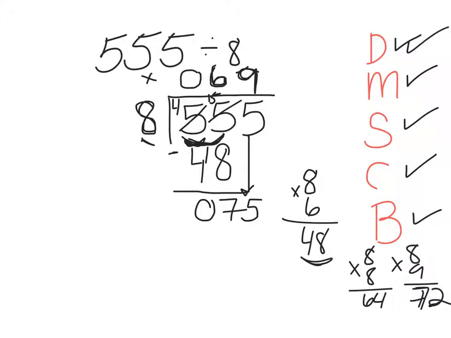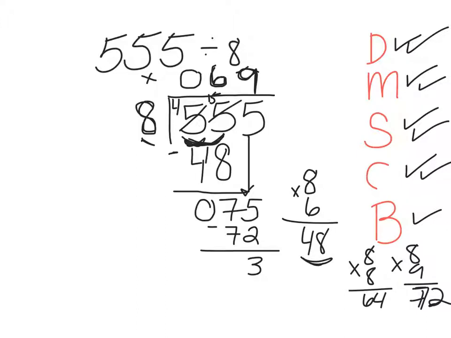Now let's do our multiplication. 9 times 8 is 72. Subtract. Check. Is our subtraction answer less than our divisor? It is, so we're good.